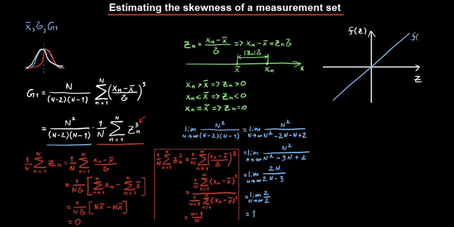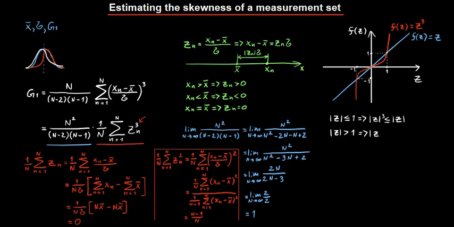This is the graph of f of z equals z, and this is the graph of f of z equals z cubed. These two curves intersect at 3 points: (1, 1), (-1, -1), and at the origin. When the absolute value of the z-score is below 1, the absolute value of that z-score cubed is even smaller. But once the absolute value of the z-score exceeds 1, the absolute value of that z-score cubed grows quickly. So skewness becomes quite sensitive to large asymmetric deviations. And that is why the absolute value of the skewness coefficient should not exceed 1.